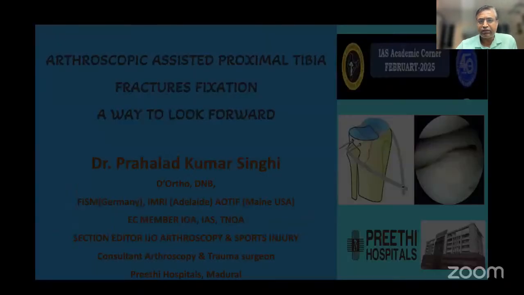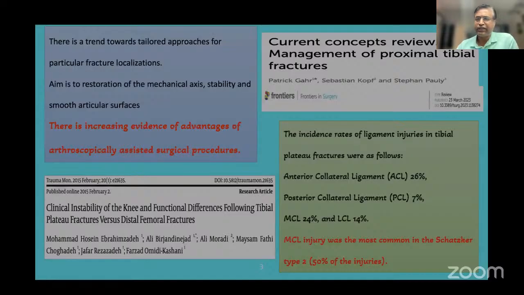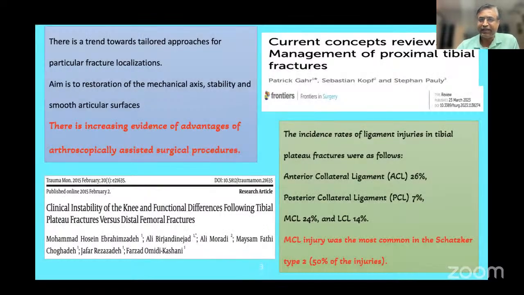We all come across in our day-to-day practice these proximal tibia fractures, and we always try to focus on the fractures, but we tend to forget that we have these cruciates, collaterals, and meniscus, which also influence the outcome if they are not identified and addressed at an appropriate time. These can cause a disabling instability and arthritis. There are various literatures which support this concept, and they have shown increasing evidence of advantages of arthroscopic assisted fixation in these kinds of fractures.